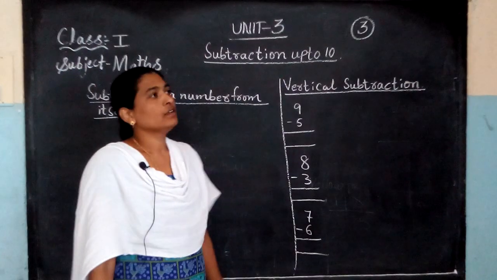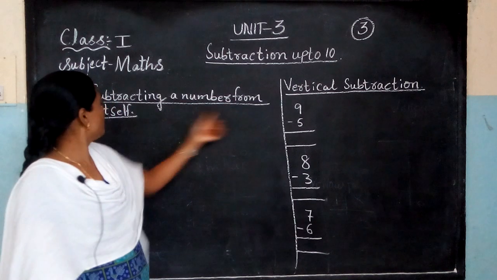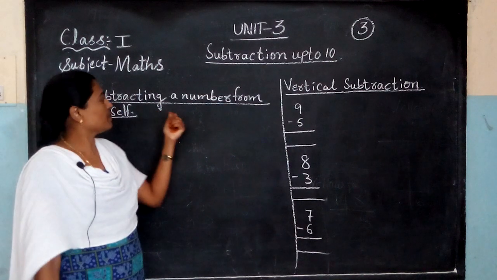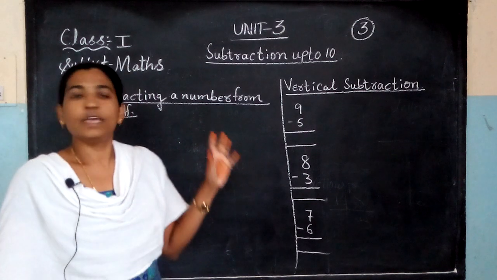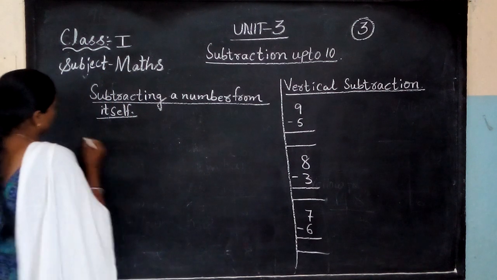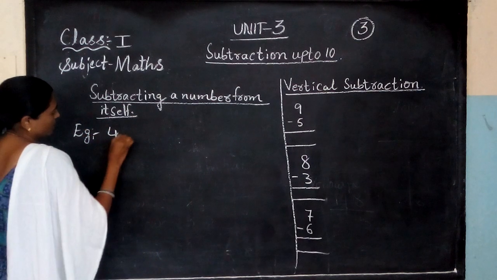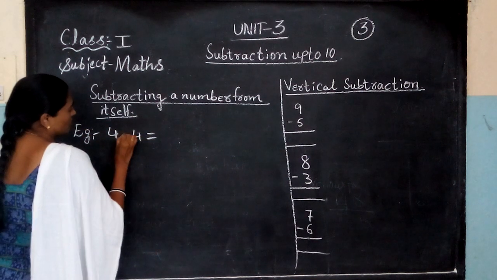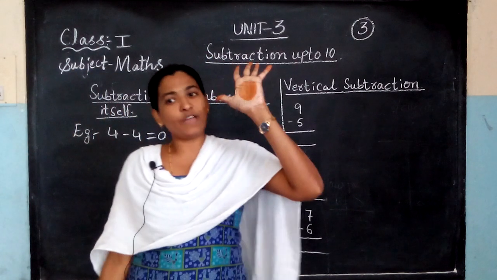Hi children, next we are going to another topic, that is subtracting a number from itself. When we subtract a number from itself, the answer will always be 0. For example, 4 minus 4. What will come? 0.